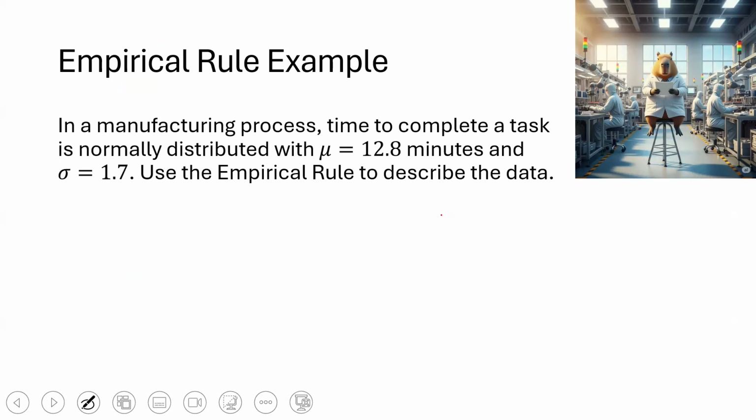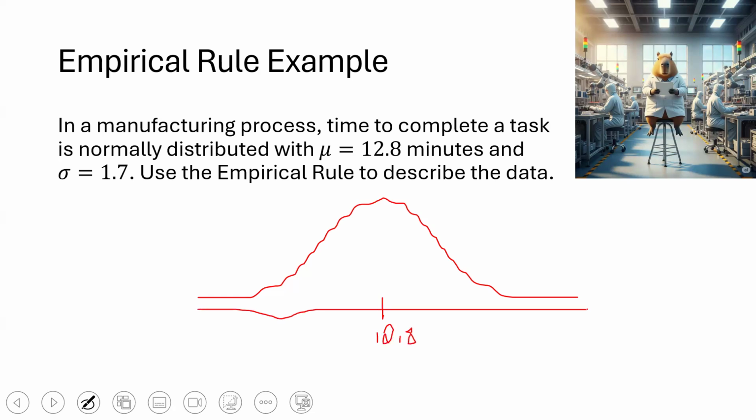Okay, here's an example. Suppose the time to complete a manufacturing task is normally distributed with a mean of 12.8 and a standard deviation of 1.7. All right, what does that mean? Normally distributed means we've got that bell-shaped curve. The peak is where the mean is, and that mean we said was 12.8. So right at the height of the peak, on my number line, that should be where the mean is.